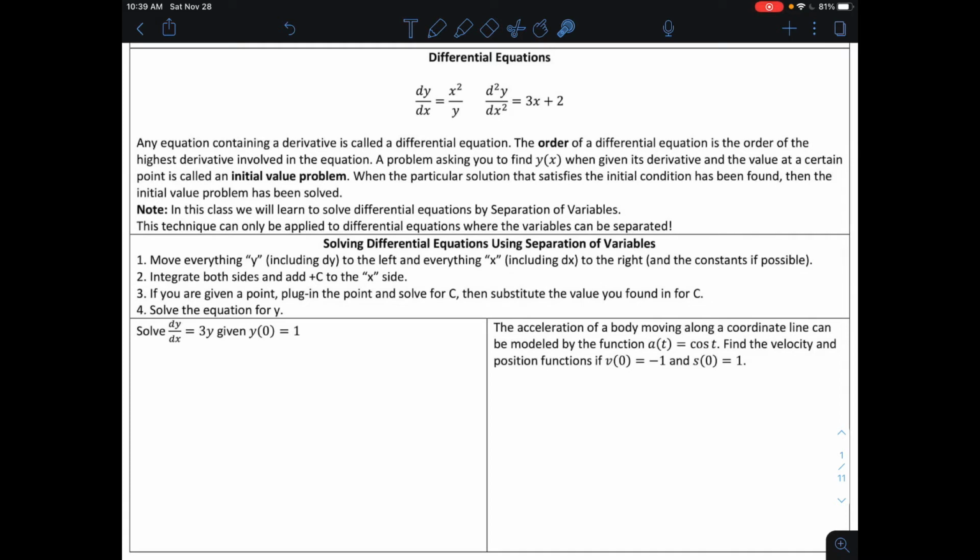The first technique that we're going to look at is to solve differential equations by using a method of separation of variables, which is basically, if I'm given a differential equation, I want to move everything y related to one side and everything x related to the other side. And then after I do that, we're going to integrate both sides. And then we're going to use an initial condition, if we have one, to solve for c. And then we would have our solution to the differential equation.